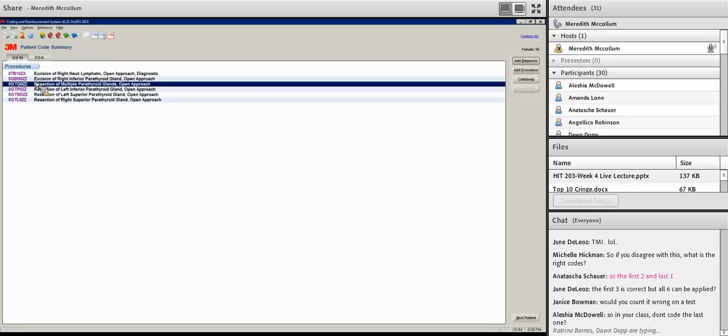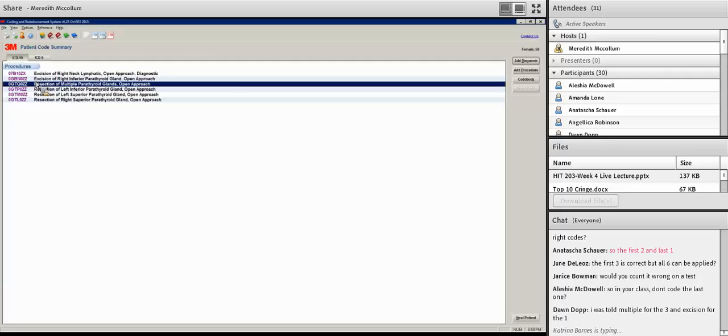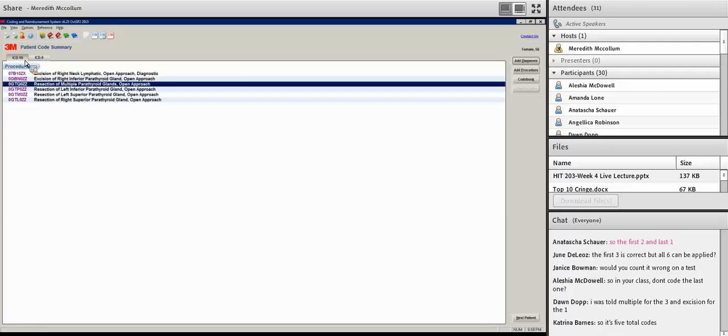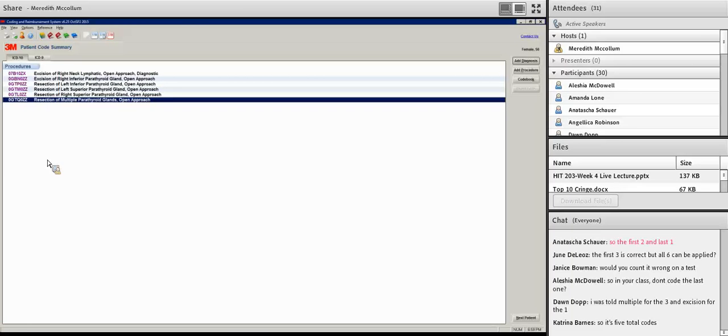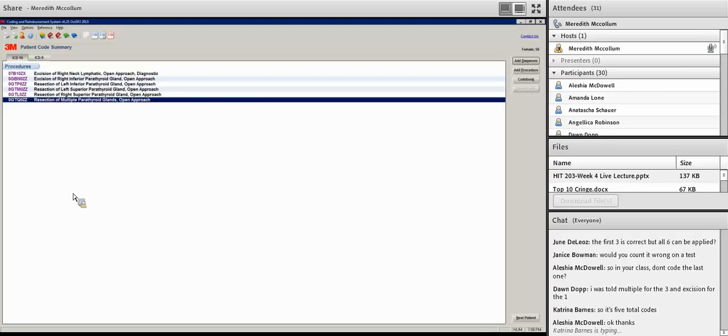No, I wouldn't count it wrong on a test. Alicia, no, you wouldn't code that one. I don't care. You can code multiple if you want to. I'm not going to count it wrong. I think it's lazy coding if you know exactly what's being done. Katrina, yes, it would be 5. And Dawn, yeah, it's okay, like I said, with the other professors, we've had banter about it. It's all good. That's one thing about us coders. We all think we're right.